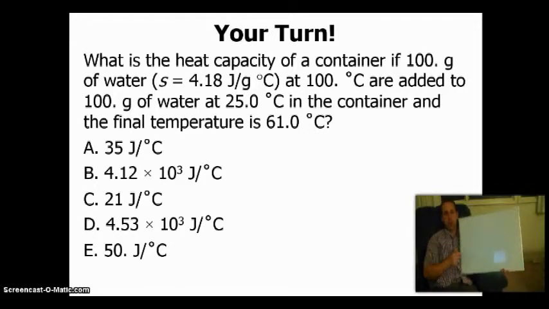Okay, so here's the problem that we ended up with last class, right at the end. So we'll do this one as a refresher. It says, what is the heat capacity of a container if 100 grams of water at 100 degrees Celsius are added to the 100 grams of water at 25 degrees Celsius in the container, and the final temperature is 61 degrees Celsius.